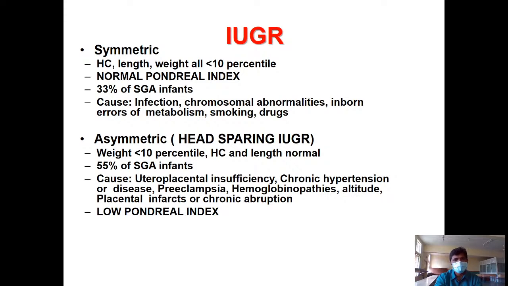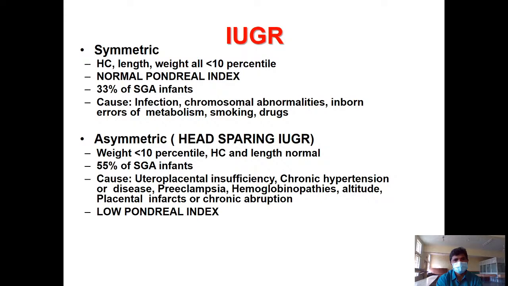As we have discussed, the head circumference, length and weight all remain less than the 10th centile, so all get decreased, and you have a normal or near normal Ponderal index. So 33% of SGA babies usually have symmetrical IUGR. The cause is usually an insult in the early part of gestation, the intrauterine period, like intrauterine infections, chromosomal abnormalities, exposure to teratogenic drugs. They all insult the baby in the first trimester itself, so the baby ends up having symmetrical IUGR.